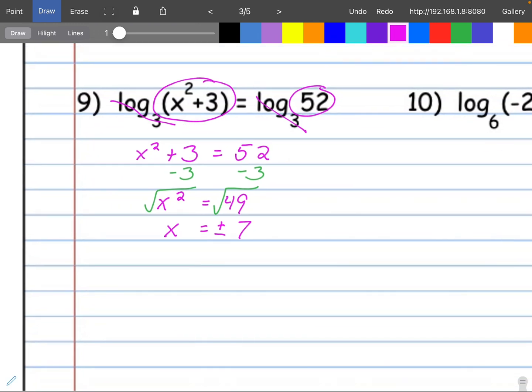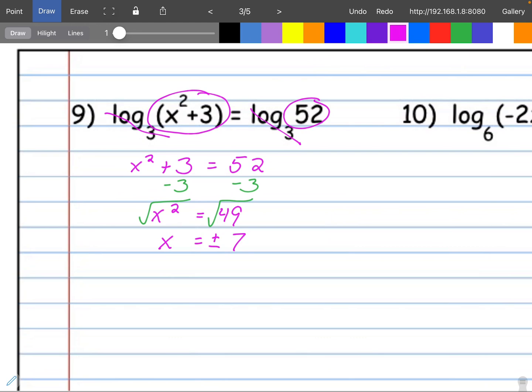Now we do need to make sure that this works, that when we plug it back into our original logs, we don't get negative or 0. So let's take positive 7. If I put positive 7 here, then that's going to be 7 squared is 49, plus 3, that's still a positive number. Positive 7 is good. However, if I take my negative 7 and I plug it in, is that going to work as well? Yes, because negative 7 squared would give me 49, plus 3, still positive. That's also good. And then this is only a number, so it's going to have to just be that positive number. So both positive 7 and negative 7 will work in our original logarithms.